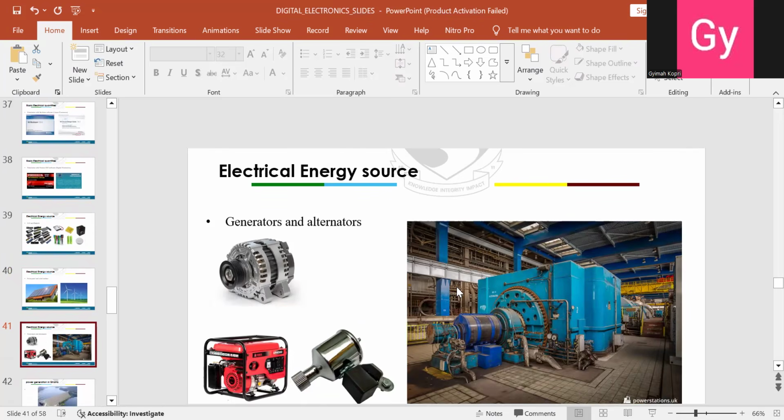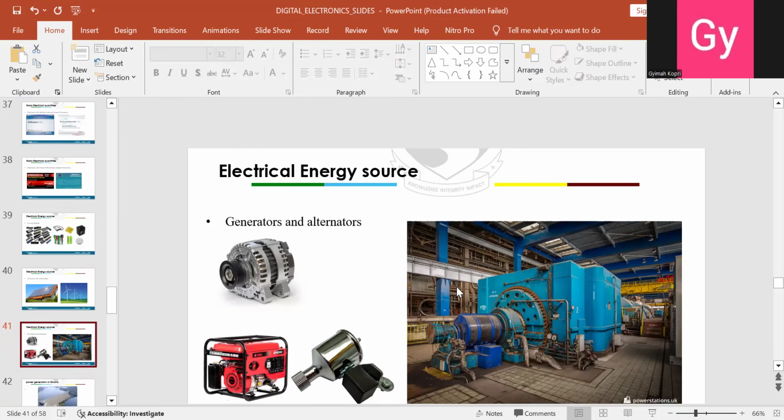All right, so our next point is generators and alternators. Most of the time we hear of these words, generator, alternator. In electrical energy, we have two types. You have the AC type and the DC type. AC is alternating current, DC is direct current. For these principles, when I come to class, we will demonstrate the waveforms and some theorems that go with them.